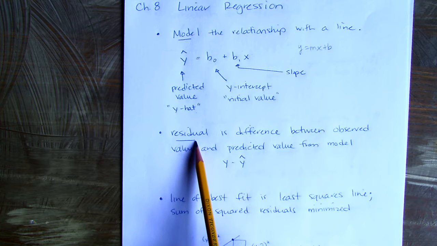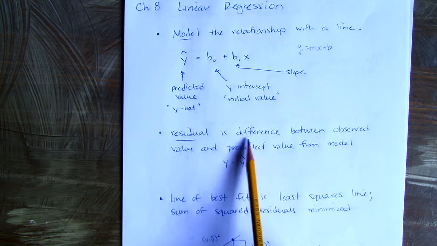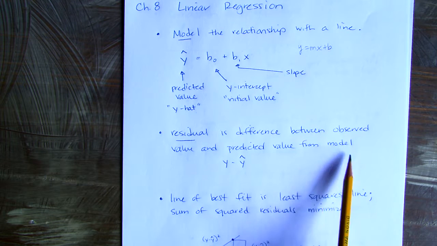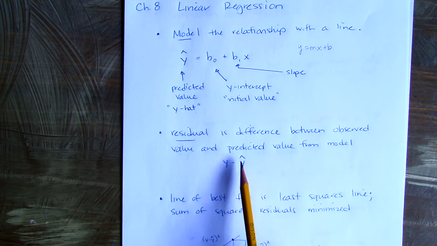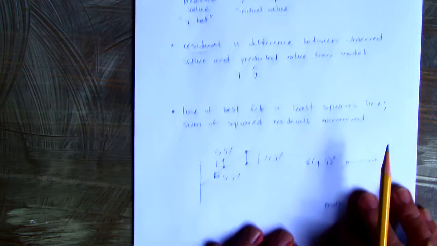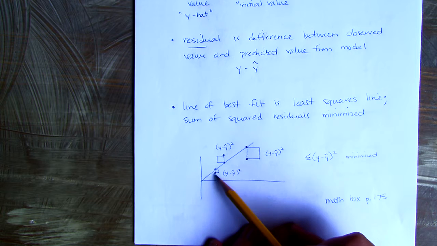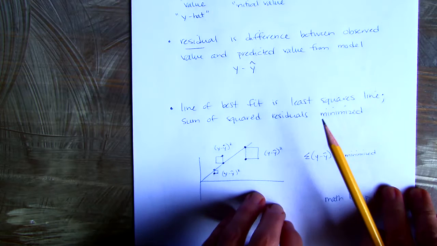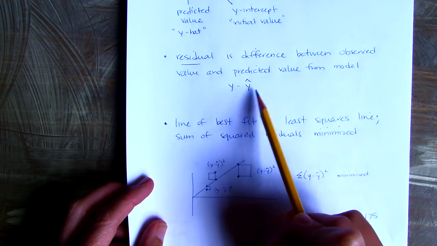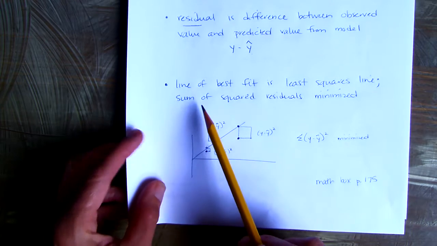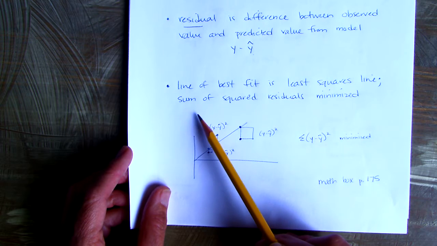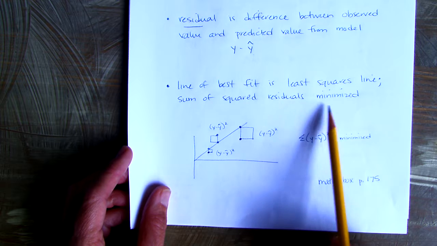And we also now are going to be talking about residuals. A residual is the difference between the observed value and the predicted value we get from the model. So the model gives us y hat, but we know that lines don't always fit the original data points, so the residual is the difference between those original data points and what the model is going to predict. And the line of best fit we're working with here is called the least squares line. And what does that do? It's the sum of the squared residuals minimized.